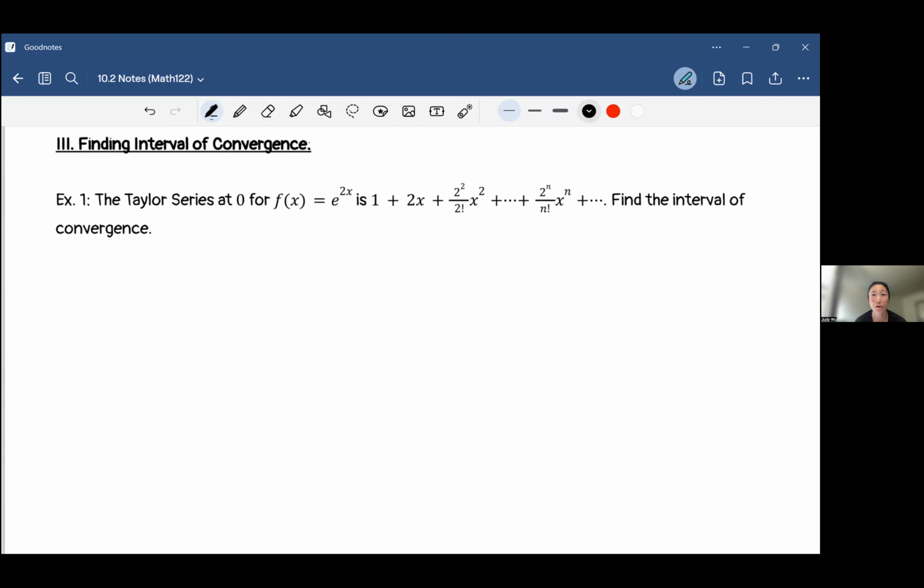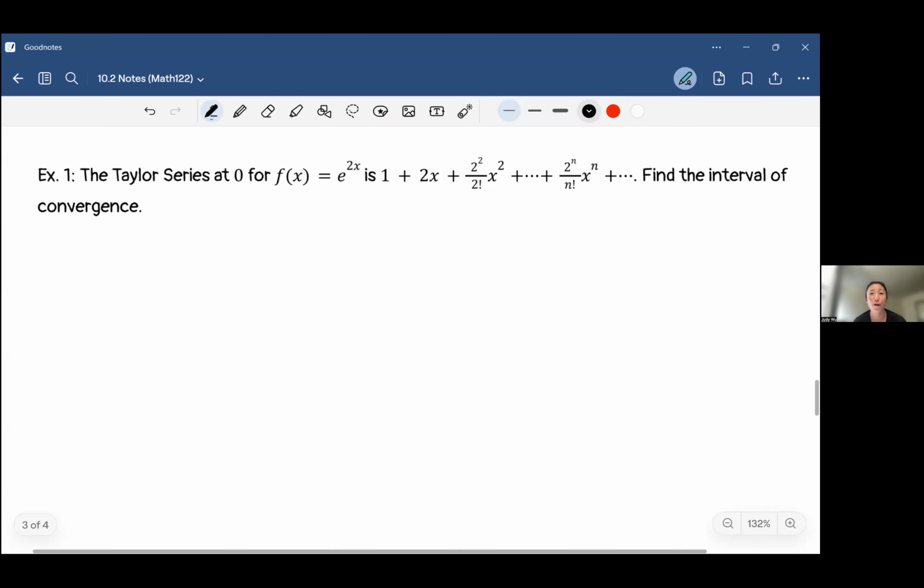And here we're actually going to go through an example of what it means when we're finding an interval of convergence. Okay, so let's take a look at this example number one. The Taylor series at 0 for f of x equals e to the 2x. This is the function that we're trying to find the Taylor series at.